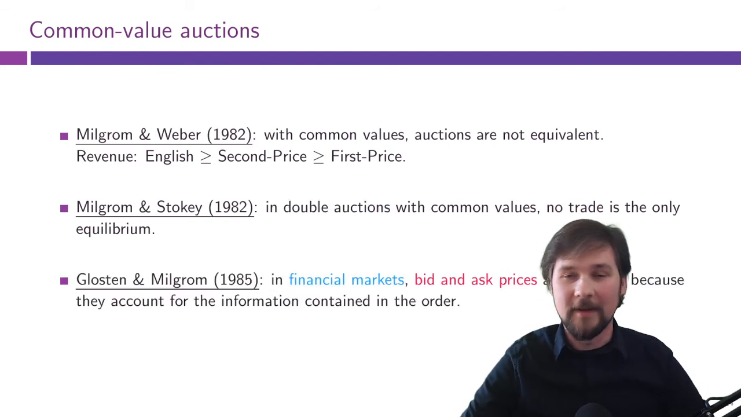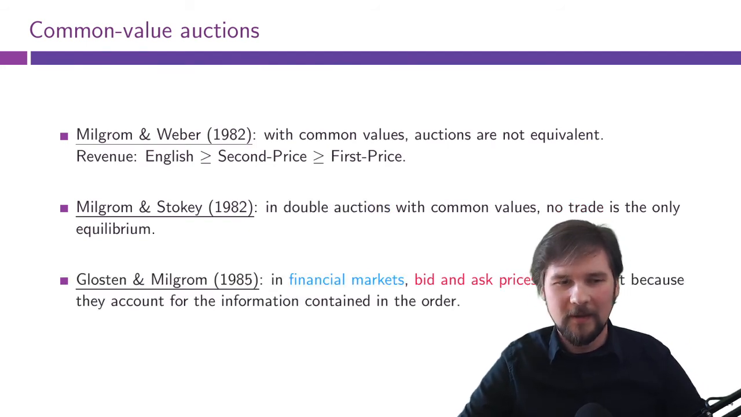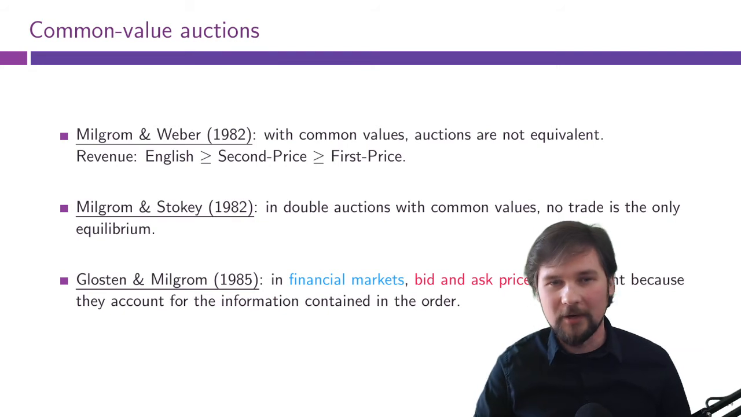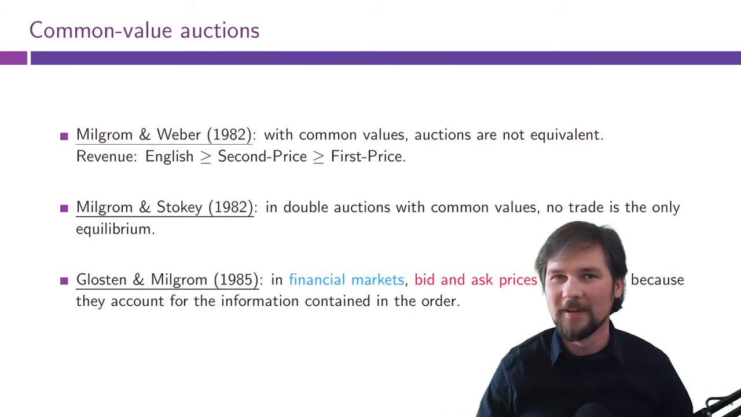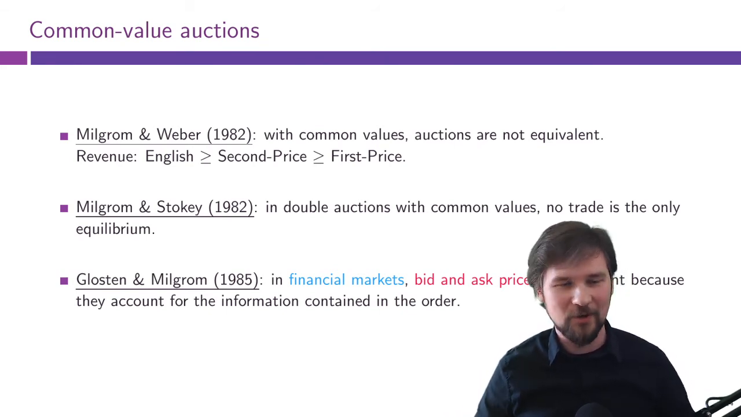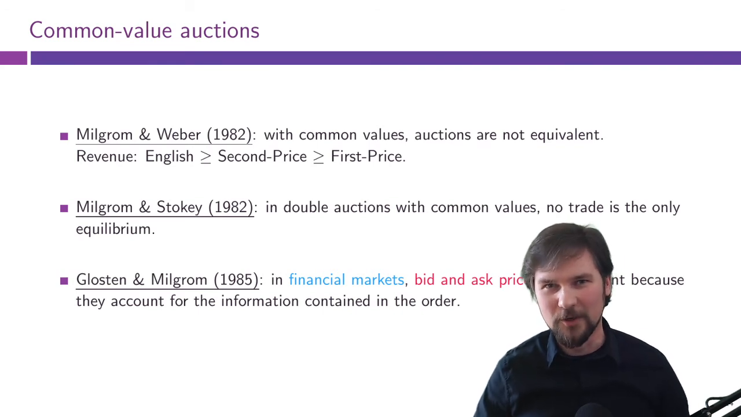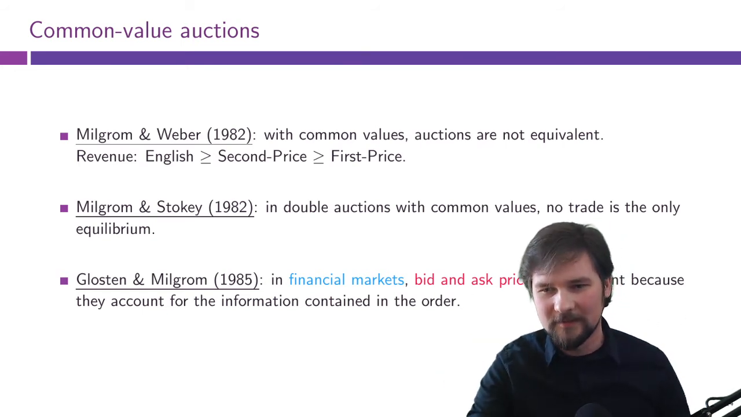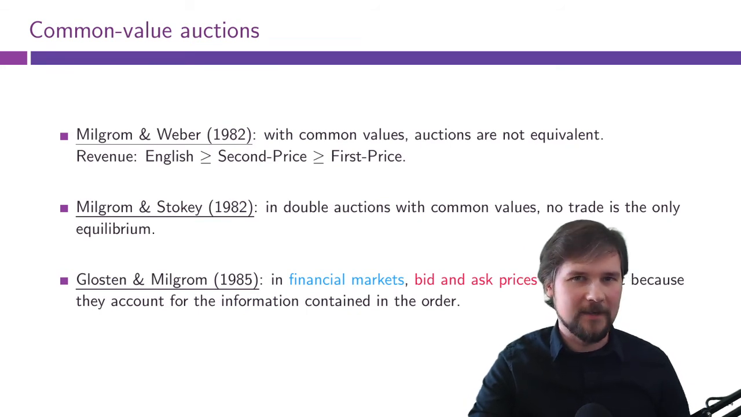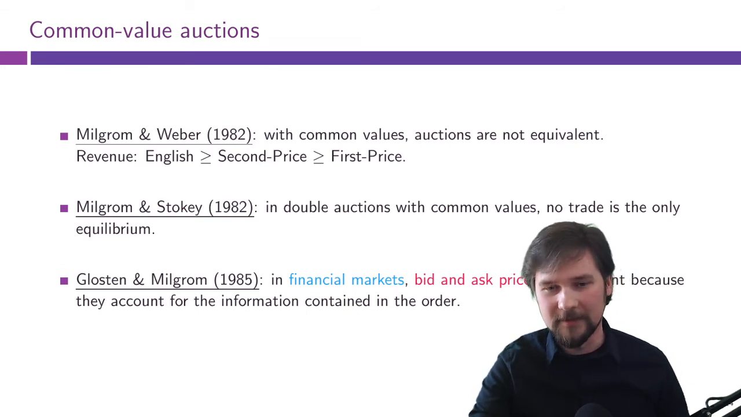And then another paper that is worth mentioning is a paper by Larry Glosten and Paul Milgrom from 1985, written when Larry Glosten was still a PhD student. Imagine you being a PhD student and writing one of the very influential papers in financial markets. Everybody would want that, wouldn't they? And what they say is that in financial markets, bid and ask prices are necessarily different, and they must be different.